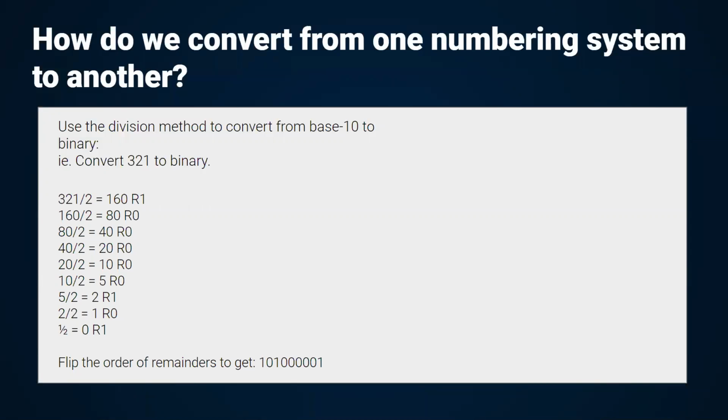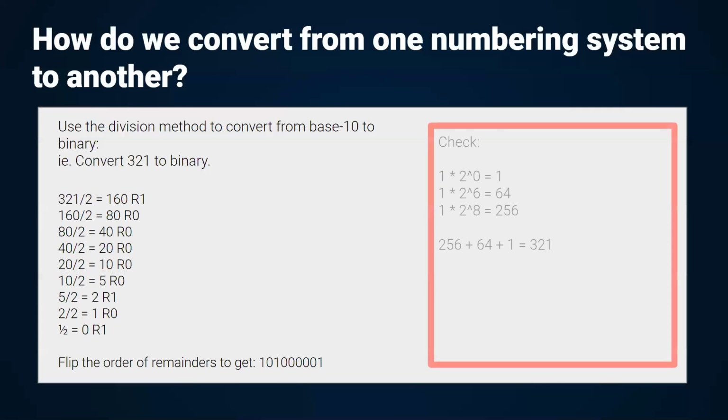So in this case, 321 in binary would be 101000001. You guys can do the math if you're not sure if I'm correct or not, and we can even check our answer.